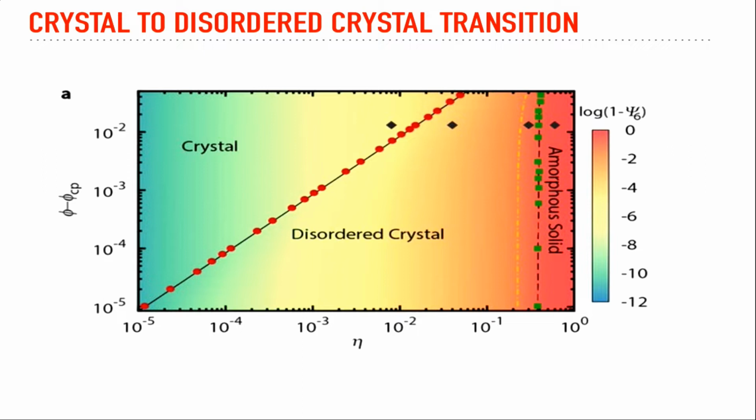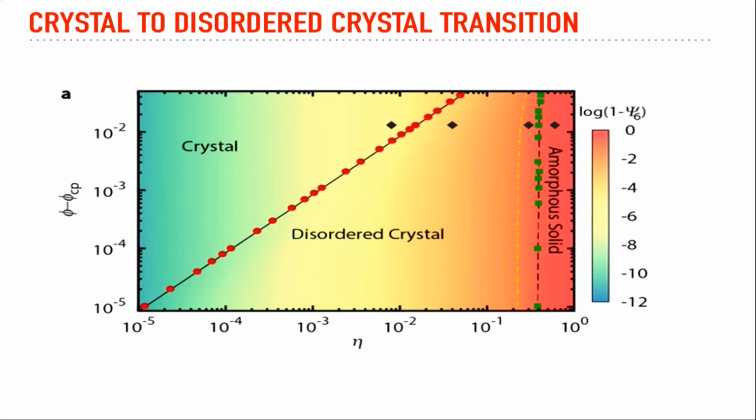So here is a phase diagram of what happens to these systems as you increase polydispersity. Phi minus phi_cp denotes the distance to the non-overlapping configuration, where phi_cp represents the hard sphere packing fraction. So what you do is you overcompress the system. You have particles that are overlapping, and then you allow for some disorder.